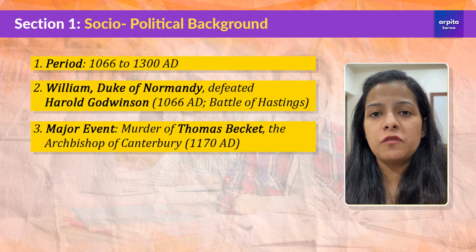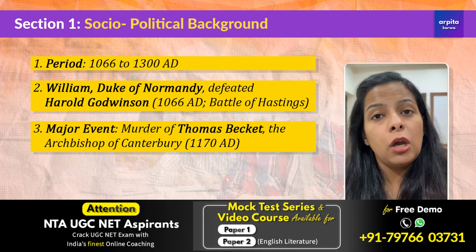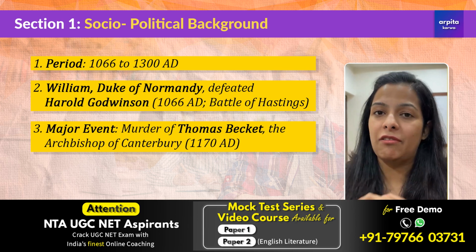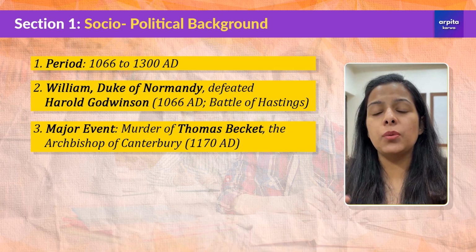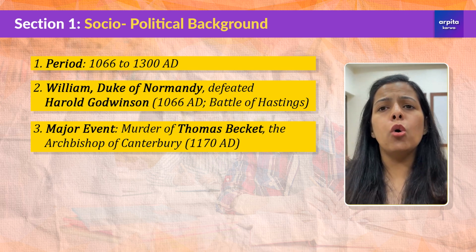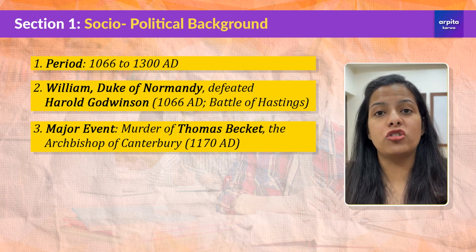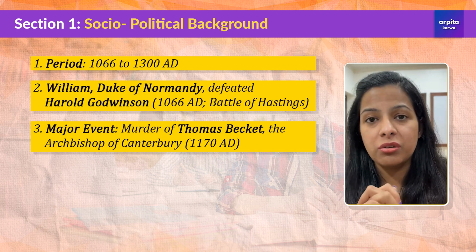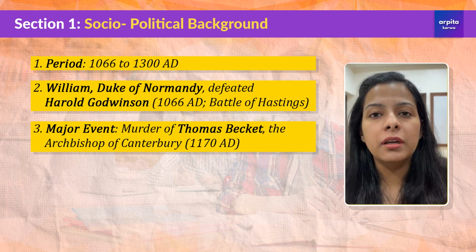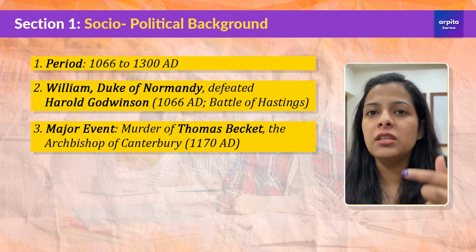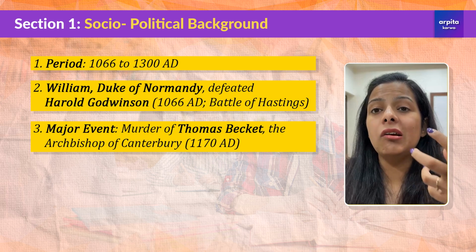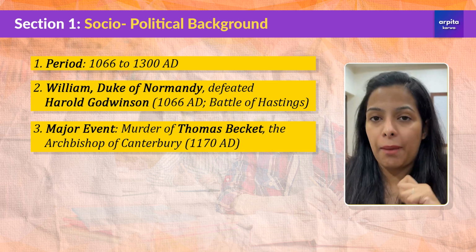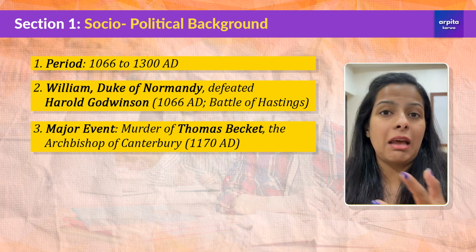Now, one major event of this time was the murder of Thomas Becket. Who was Thomas Becket? He was the Archbishop of Canterbury and he was murdered in 1170. Thomas Becket had a fight with King Henry II over who should have more power, the king or the church. Sadly, this argument led to Becket being killed at Canterbury Cathedral, which became a historic moment. And you should know this date because in UGC NET, nowadays they are asking a lot of dates or important years where major historical events happened that have impacted literature in some way or the other.